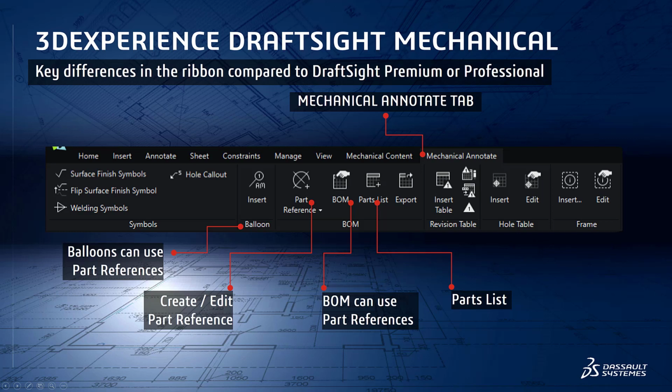Key new features are the possibility to create and modify part references. Unlike in other DraftSight versions, the new balloon feature is able to use these part references. The same is true for the BOM feature. We can also see a new command for parts list.